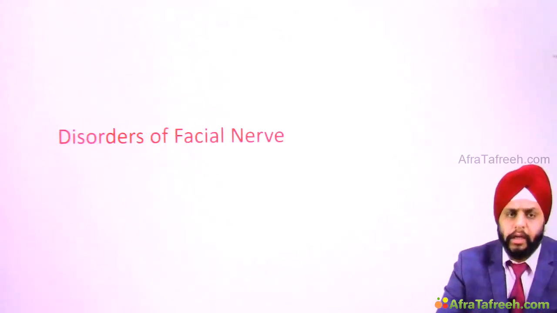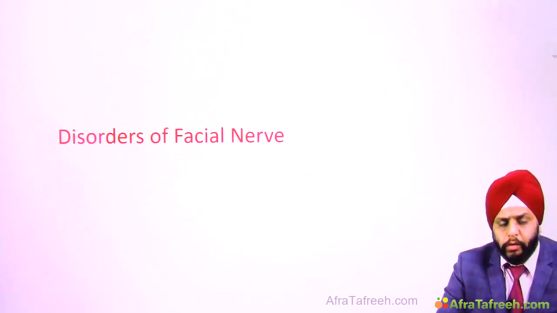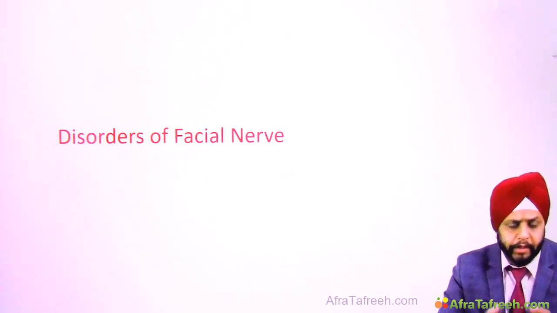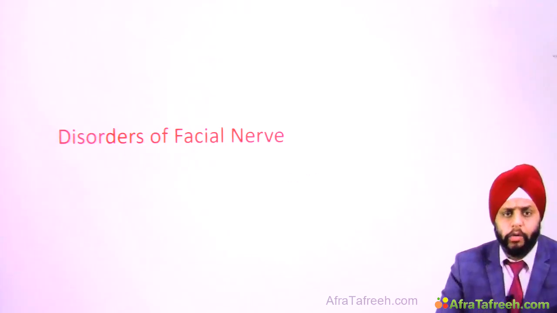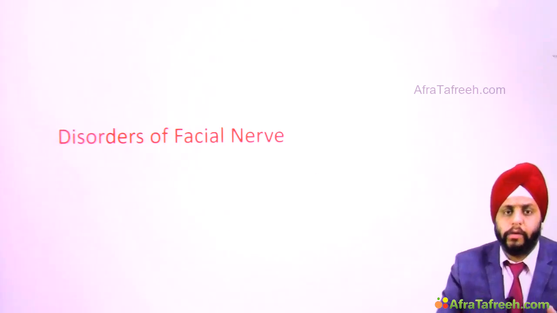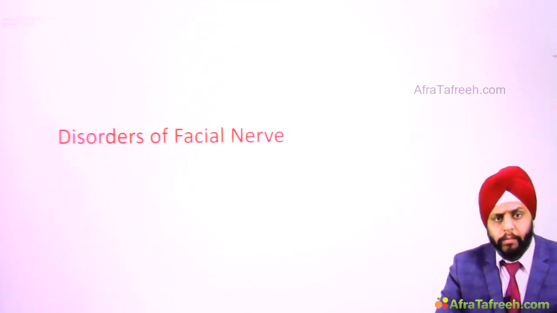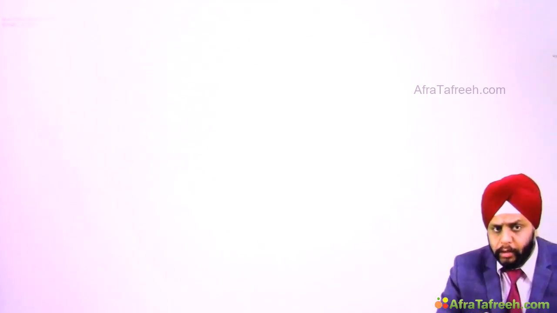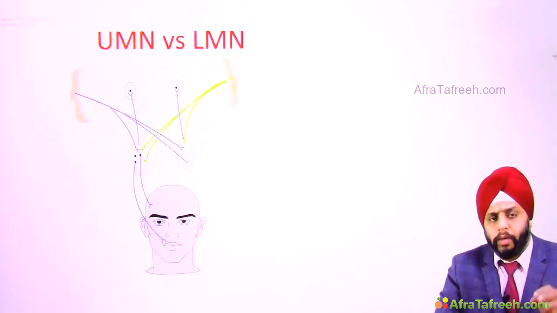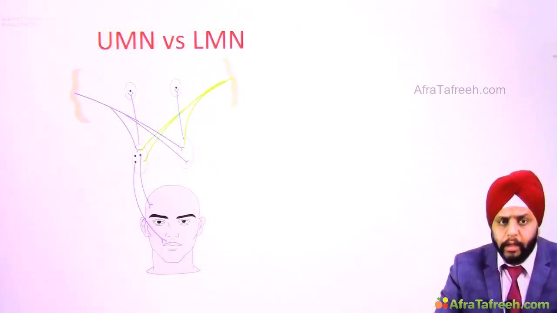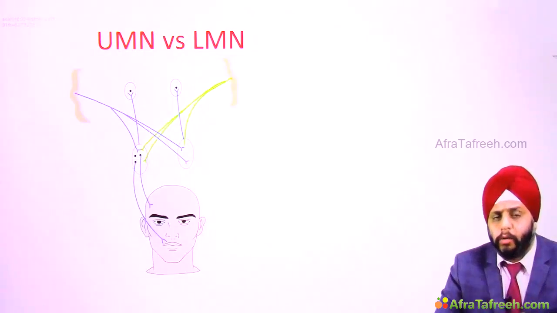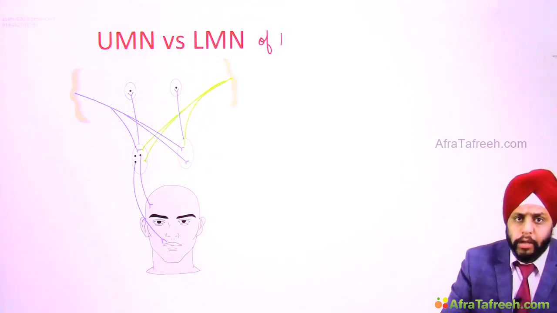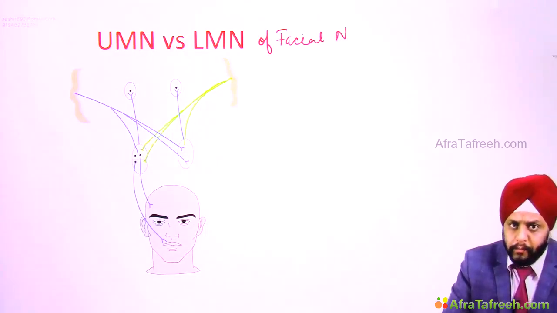Let us now discuss the disorders of the facial nerve. If we have understood the anatomy of the facial nerve and its branches, the tests of the facial nerve, the topodiagnostic test, the electrophysiological nerve testing, then it will be very easy for you to understand the disorders of the facial nerve. Now, before we start, let's talk about the UMN, that is upper motor neuron lesion, and the lower motor neuron lesion. We are talking about these for the facial nerve, right?